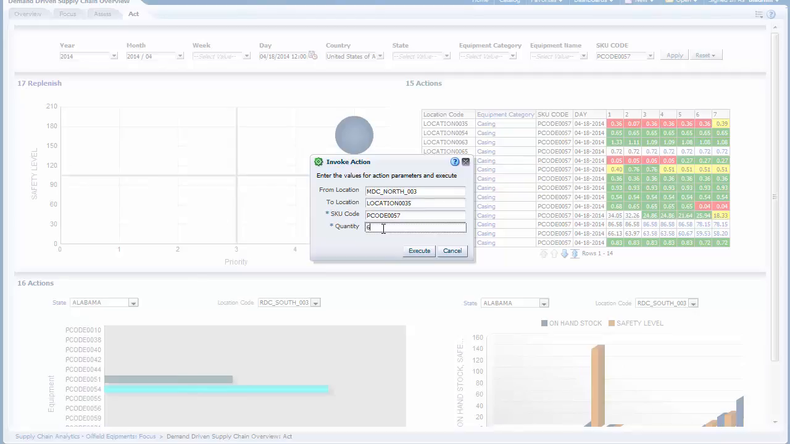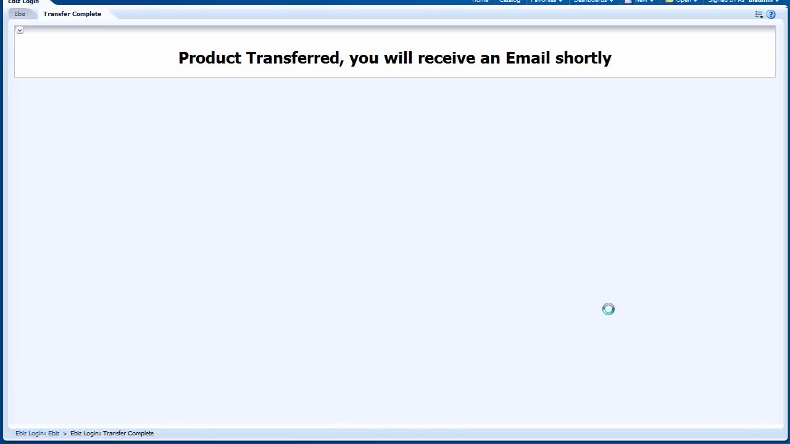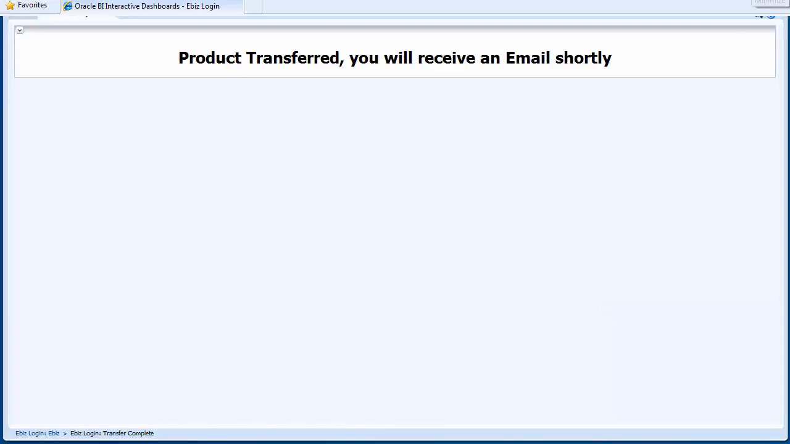The only thing which we need to do is fill in the to location and the number of products we want to supply and click on the execute button. We are displayed with an information screen where we want to confirm the transfer, and we are also prompted when the product is actually transferred.